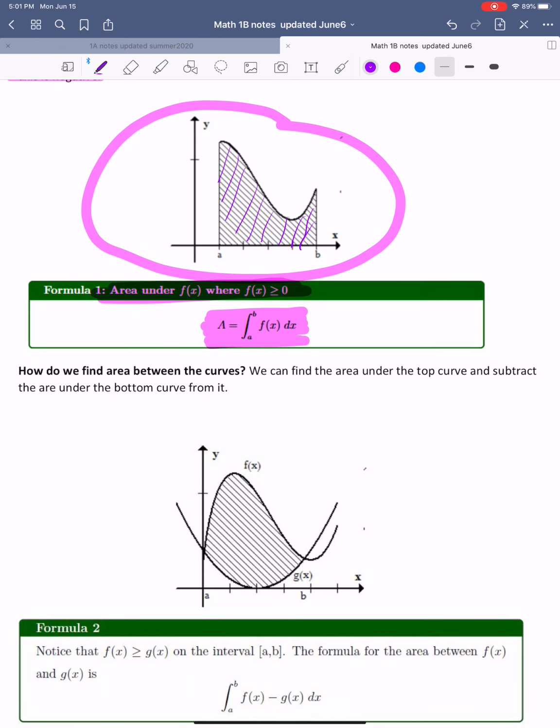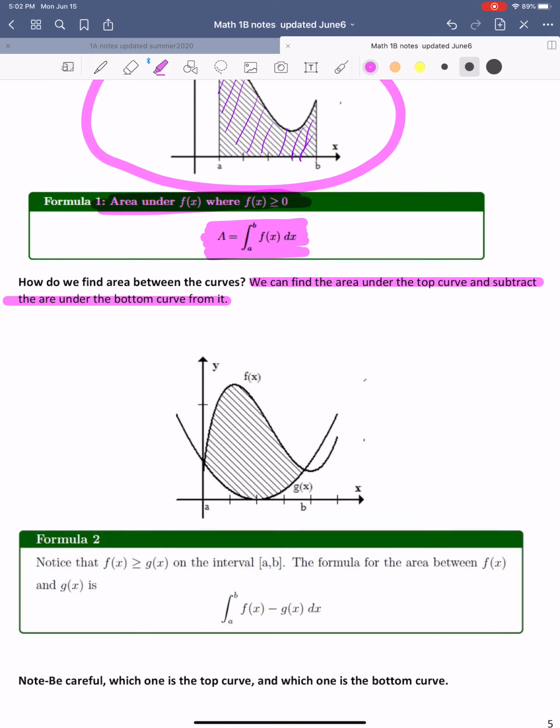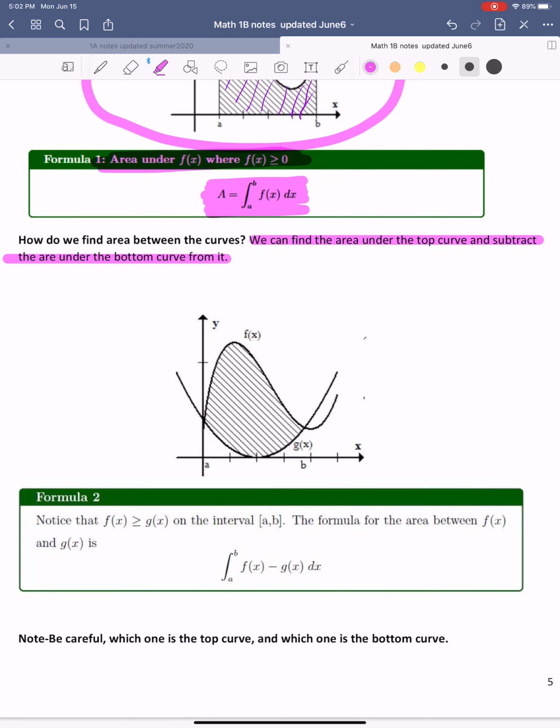How do we find area between the two curves or more than two curves? We can find the area under the top curve and subtract the area under the bottom curve from it. That would give us, the difference would give us the area between two curves. Okay, so it's important to realize over the interval which curve is on the top, which curve is on the bottom. Notice that f of x is greater than or equal to g of x on the interval a to b. So f of x is the top curve, g of x is the bottom curve.